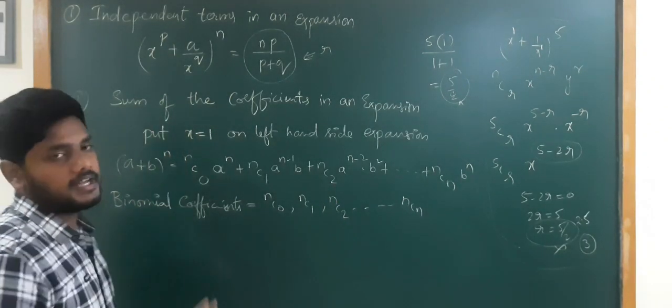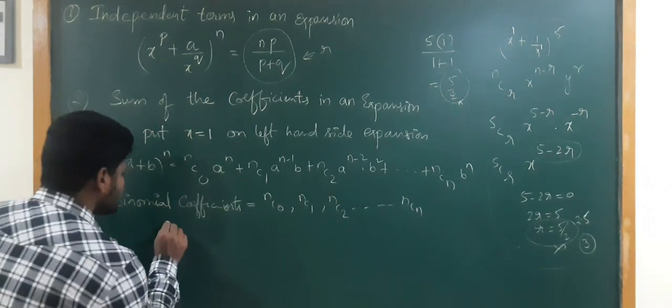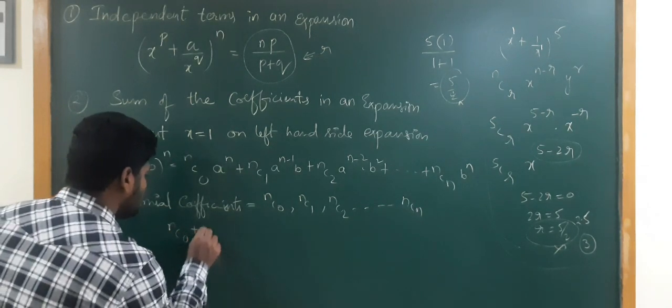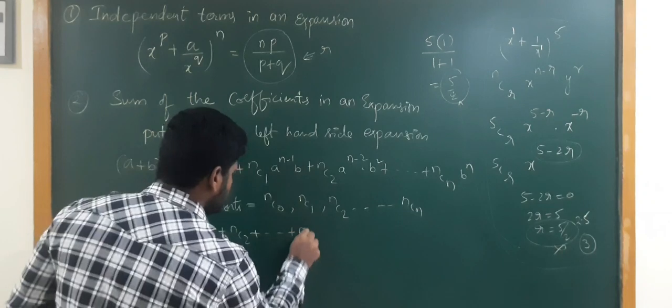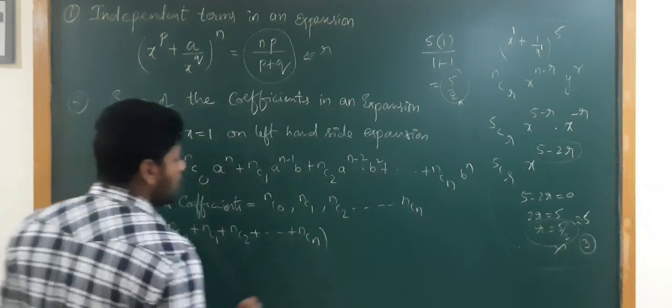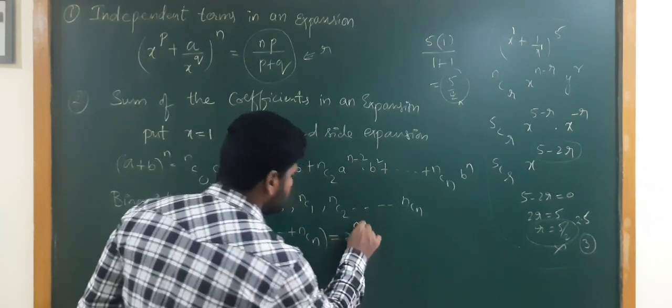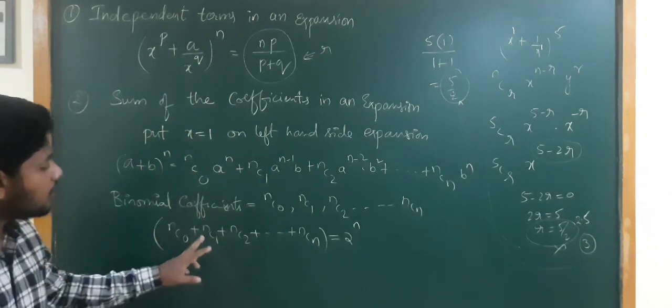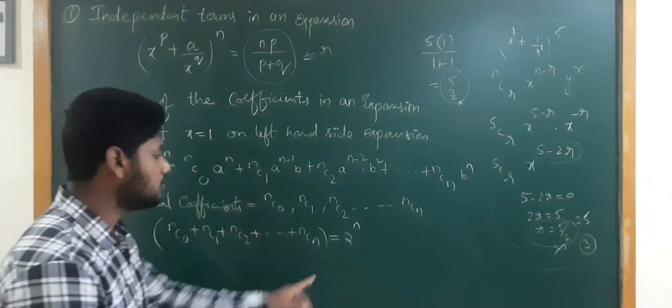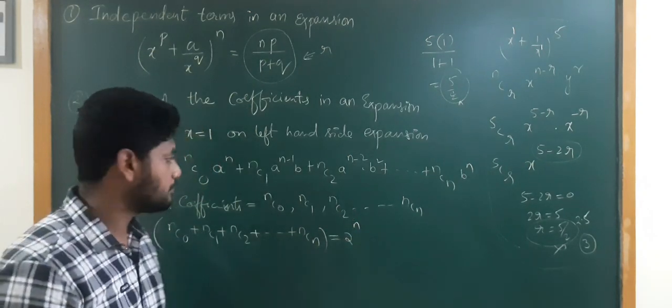Now, for any expansion, the sum of all binomial coefficients nC0 plus nC1 plus nC2 plus so on plus nCn is equal to 2 to the power of n. Remember this: the sum of all binomial coefficients is equal to 2 to the power of n.